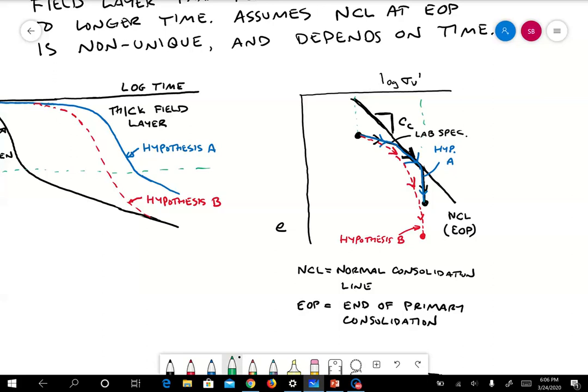On the other hand, if hypothesis B is right, then we're not going to follow the same stress path. There's going to be more secondary compression happening during primary consolidation, so we'll be below the stress path for the laboratory specimen, and we'll end up having a curve that's something like that down here for hypothesis B.